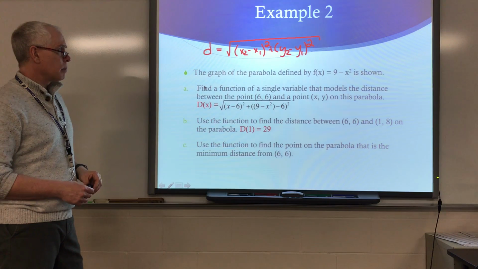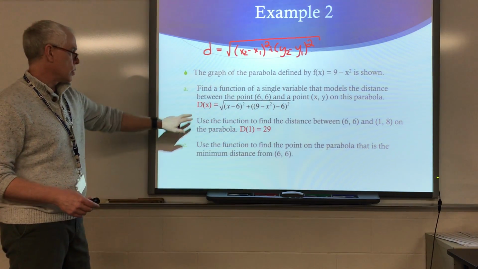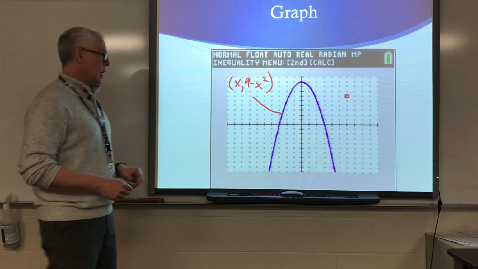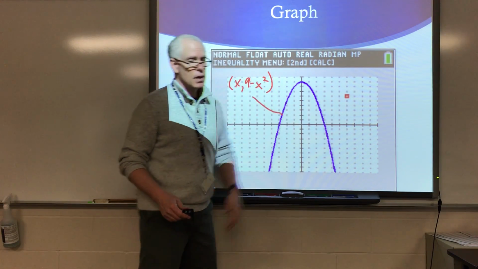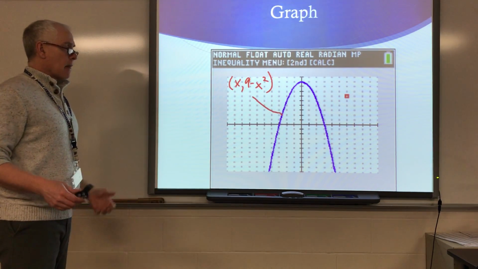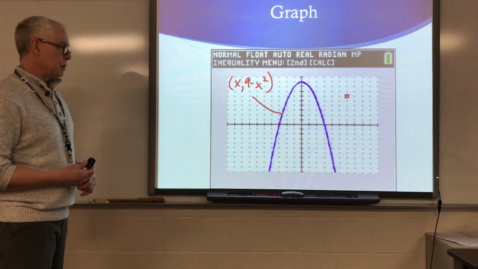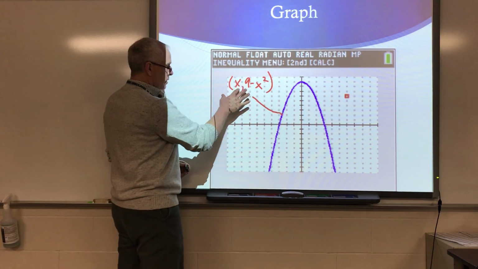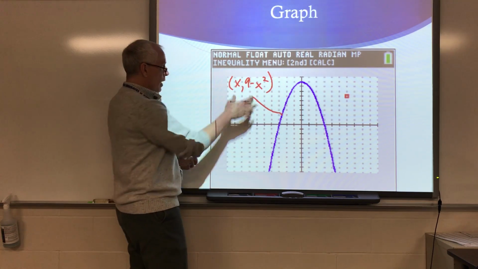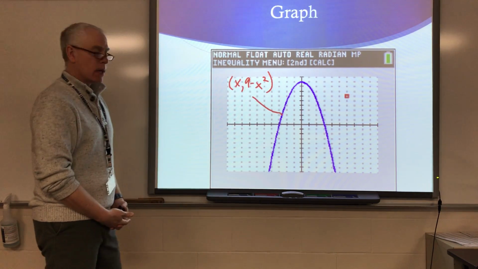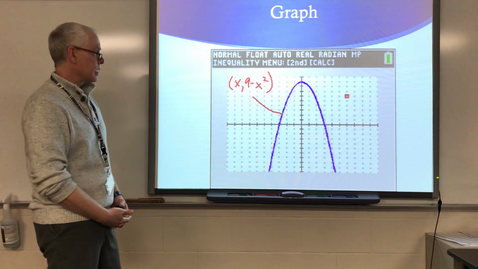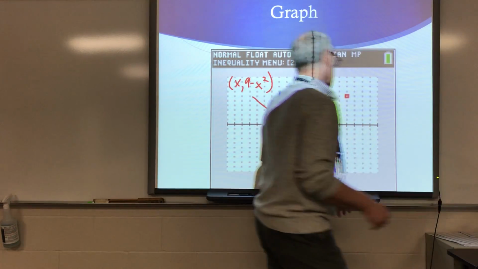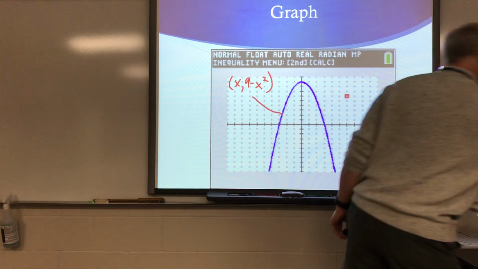So the graph of a parabola defined by 9 minus x squared is shown. Okay? So that's that graph of 9 minus x squared. And then there's a point 6,6. And we're supposed to find a function that represents the distance between them. Okay? So any point on this parabola is going to be x, y, but the y coordinate is going to be found by putting it into 9 minus x squared, just like that. And so if you think of what we did earlier, we're going to use that idea.